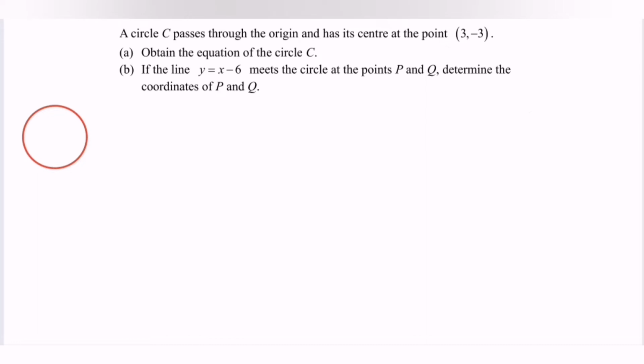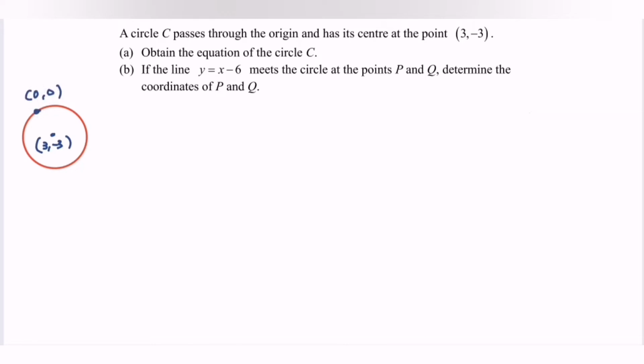Kindly refer to the question. A circle C, on the left, which is red in color, passes through the origin and has its center at the point (3, -3). So kindly illustrate the situation in the diagram. Here we have the center (3, -3). Then the question says the circle passes through the origin. Let's say here we have the origin.